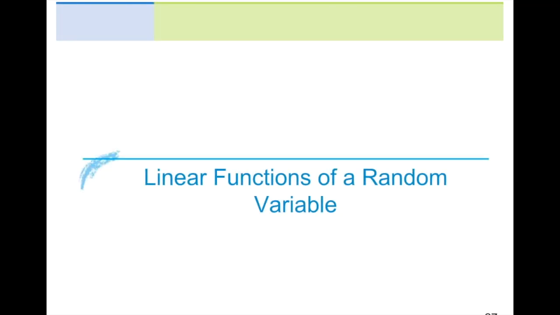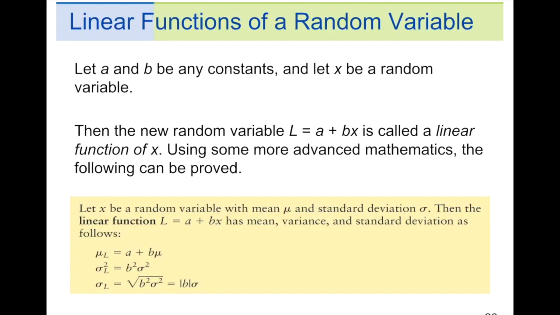Linear functions of a random variable. Let a and b be any constants and let x be a random variable. Then the new random variable L equals a plus bx is called the linear function of x. Using some more advanced mathematics, the following can be proved. Let x be a random variable with mean mu and standard deviation sigma. Then the linear function L equals a plus bx has mean, variance, and standard deviation as follows.